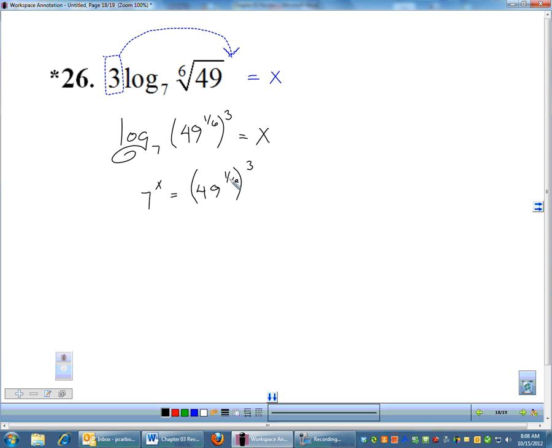And there's a couple of different directions you can go with this. I have a power to a power, so I guess I could go ahead and multiply those exponents and change that to 49 to the 1/6 times 3 is 3/6, but that's 1/2, so 49 to the 1/2. And now I'm going to change 49 into a 7 squared. So 7 squared to the 1/2 is equal to 7 to the x. And when you multiply those exponents, 2 times 1/2 is 1, and x is 1.